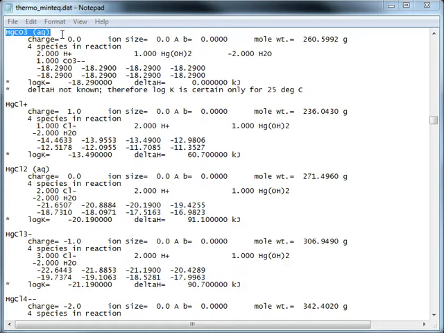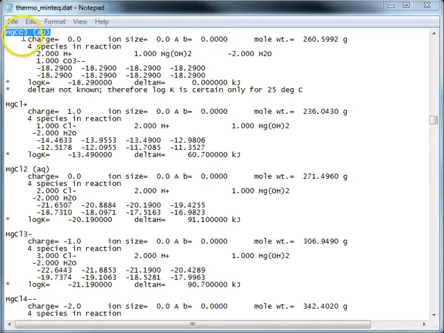I want to show you how to add entries to your thermal data sets. So there's this entry, HgCO3, an aqueous species from the thermomintec data set, and you want to add that to thermo.com.v8.r6plus.dat.